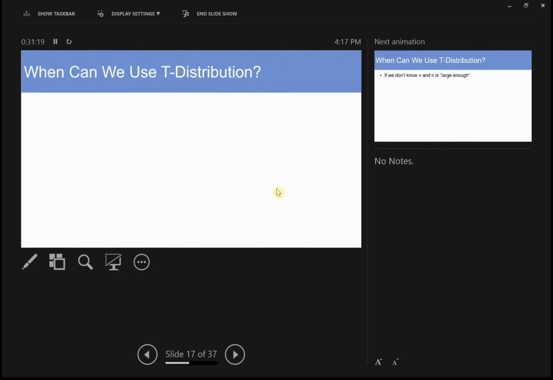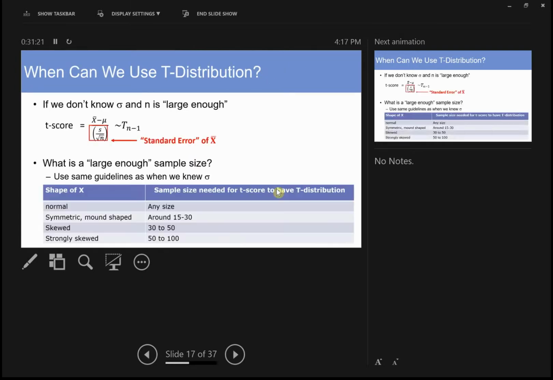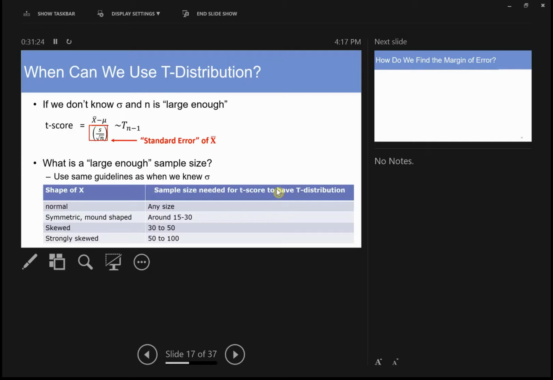So when can we use the t-distribution? Here's the bottom line: when we don't know the population standard deviation and the sample size is large enough. Notice that we're having to use a central limit theorem-like result. And when is the sample size large enough? Basically the guidelines are the same as before. When we know that the random variable is normal, we don't even worry about the sample size. When it's symmetric, we can use small sample sizes. As it gets more skewed, the sample sizes have to increase, just like we saw in activity 3. Exactly the same thing.